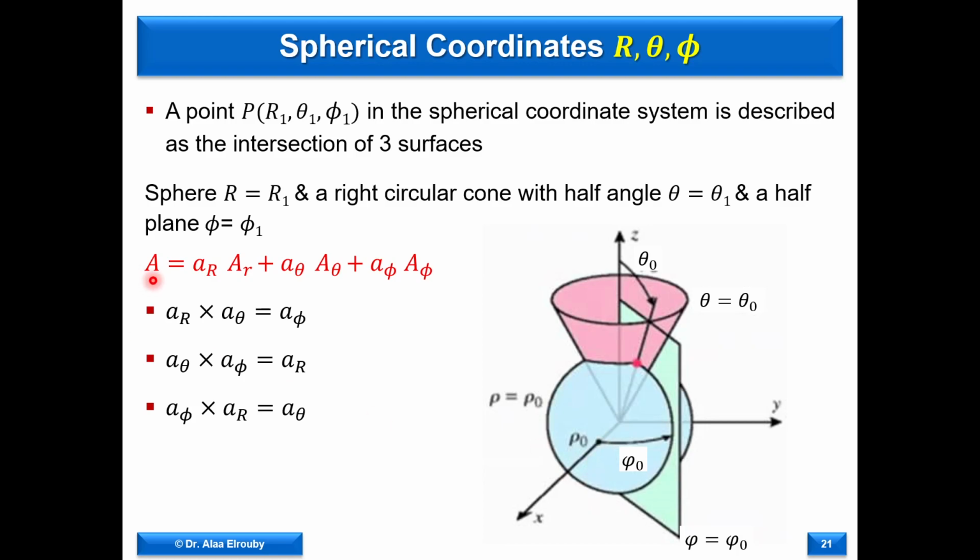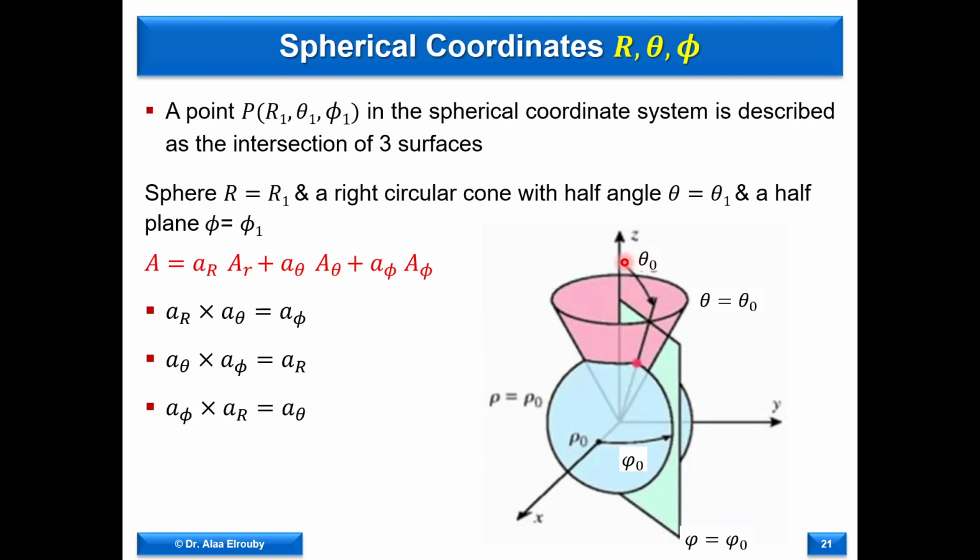A vector in the spherical coordinate system is expressed as a component in the R direction, a component in the theta direction, and a component in the phi direction, in this order. The orthogonality is expressed as AR cross A theta equal A phi, A theta cross A phi equal AR, A phi cross AR equal A theta. It's very important that you know how to draw and express the vectors.